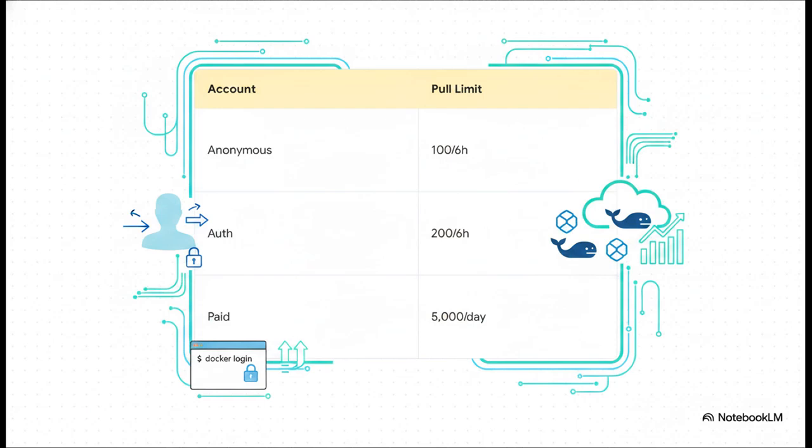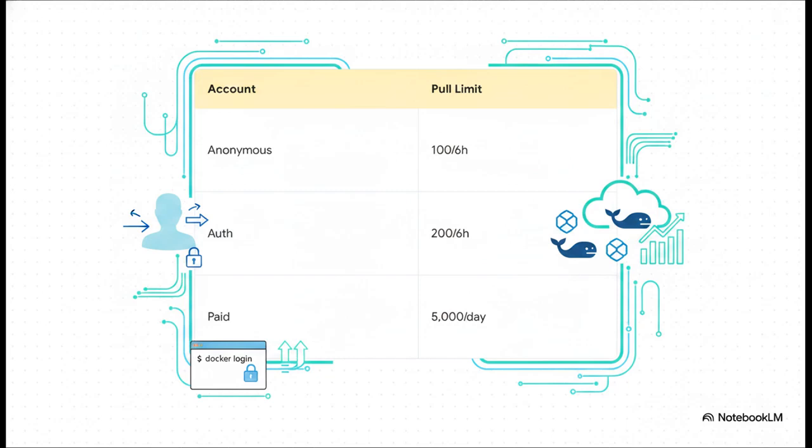It's pretty interesting. If you're an anonymous user, meaning you're just pulling images without actually logging in, you're capped at just 100 pulls per IP address every 6 hours. But here's the trick. Simply running docker login with a completely free authenticated account instantly doubles that limit to 200 pulls every 6 hours, literally double the bandwidth for free.